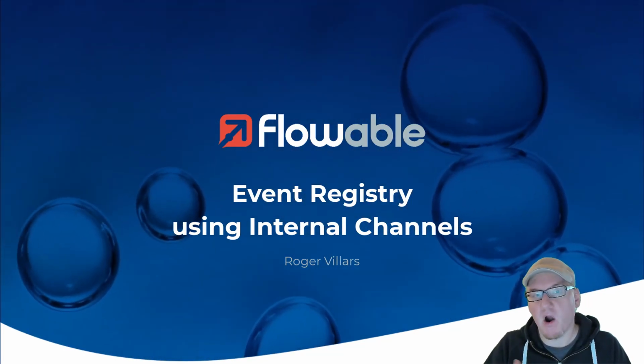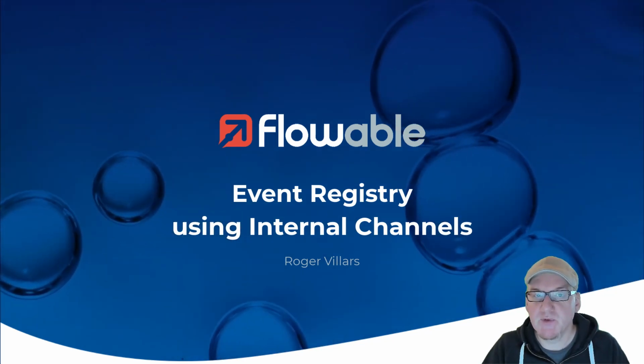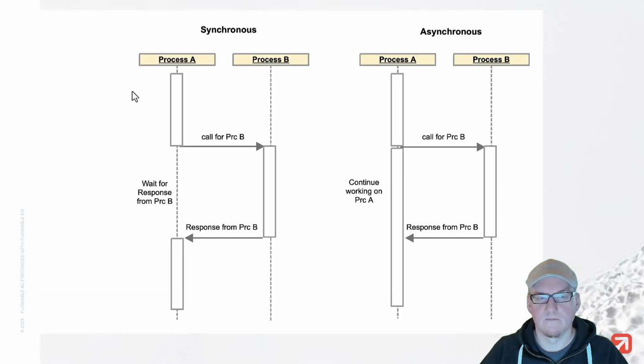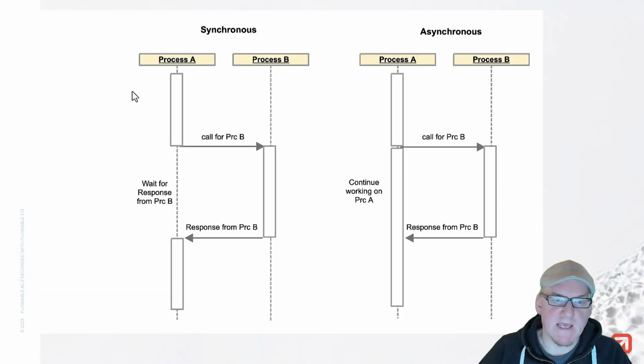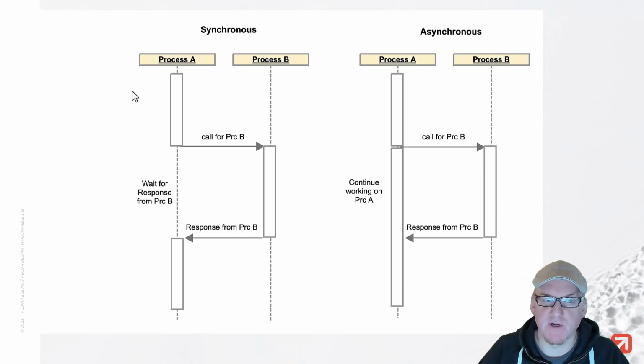In a second part of the series, we will then see how we can use channel models to send out events to other systems. The event registry is used for asynchronous communication with external systems. We see here a diagram of how this works and how this compares to synchronous communication.